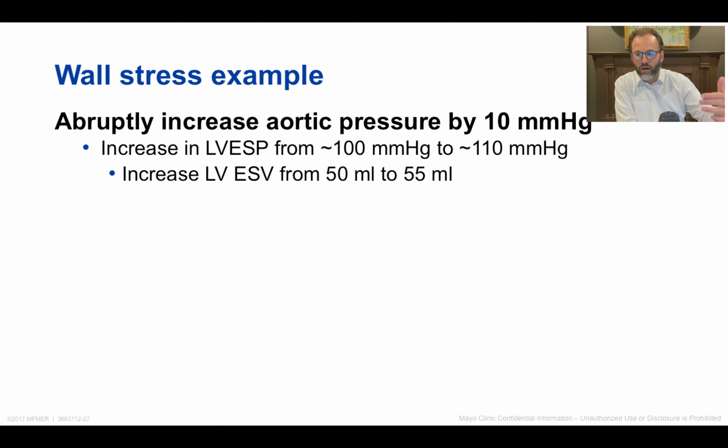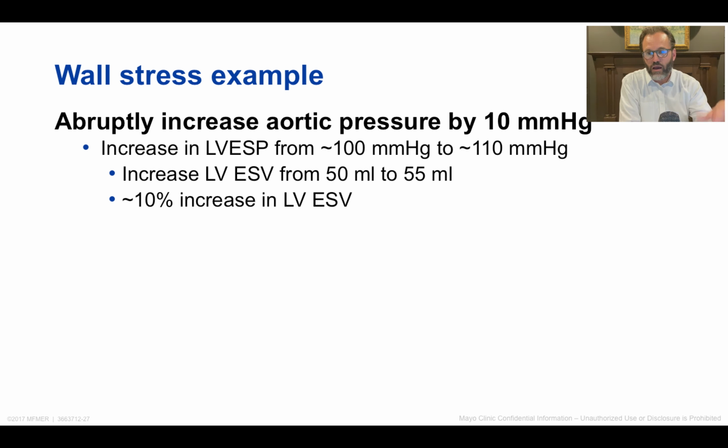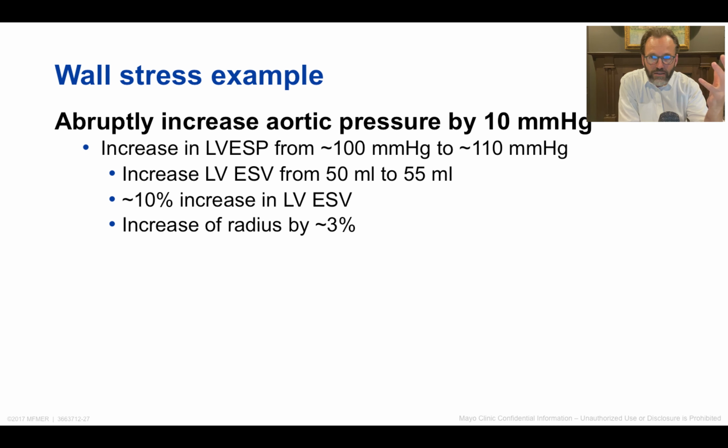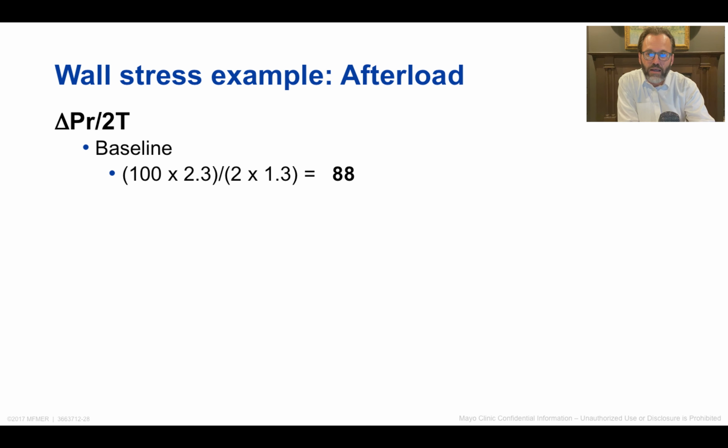And so that's going to result in an increase in left ventricular end systolic volume from about 50 mils to about 55 milliliters. And again, taken from the picture of the pressure-volume relationship to the left ventricle during systole. Now that's going to be roughly a 10% increase in left ventricular end systolic volume, an increase in radius, assuming that it's a sphere, of roughly 3%. And so when we plug these numbers into our equation for wall stress, what we end up having is a baseline measurement, assuming that pressure outside of the heart at end systole is negligible, of roughly 88, so far greater than what we observed during the diastolic phase.